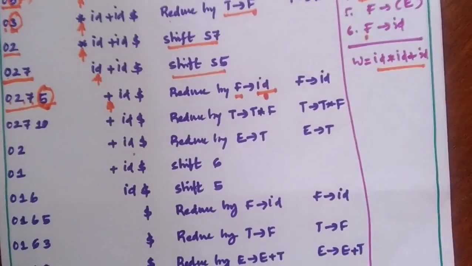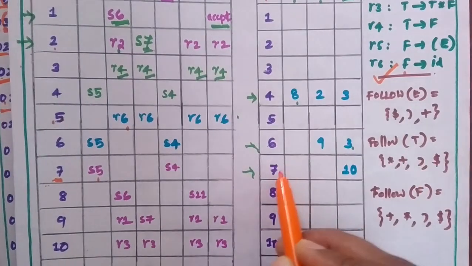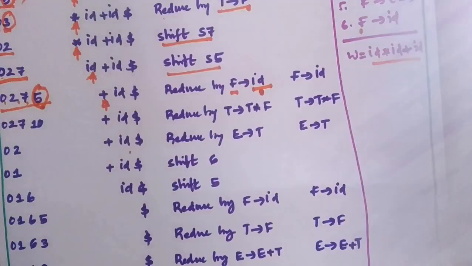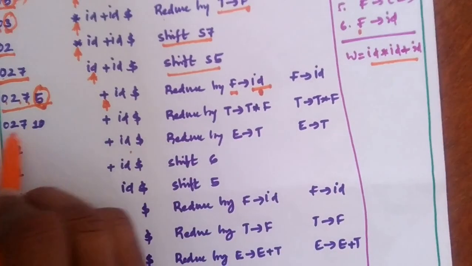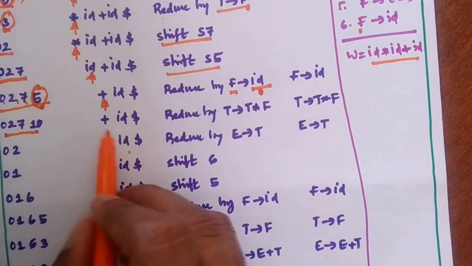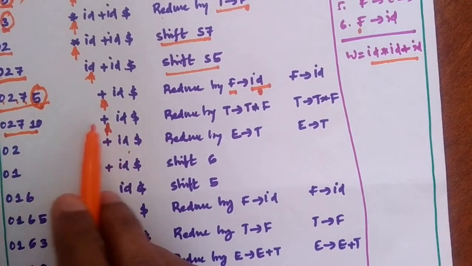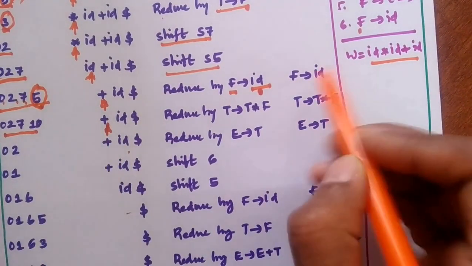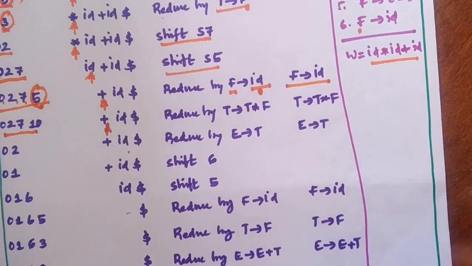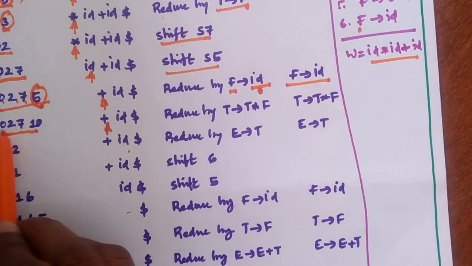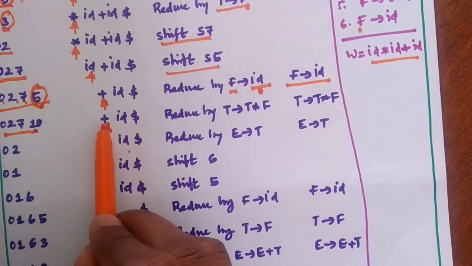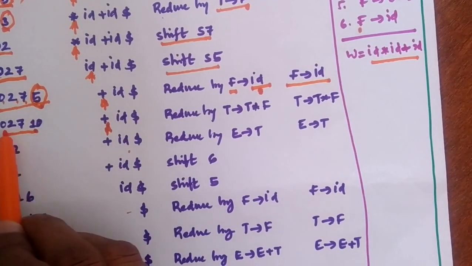Then 7 and F. Refer to the goto table using 7 and F. 7 and F is 10. So the parser will push 10 onto the stack top. Then the pointer points to the same symbol, plus, and it will output F gives ID as a production. Then the stack status is 10. The input pointer points to plus.